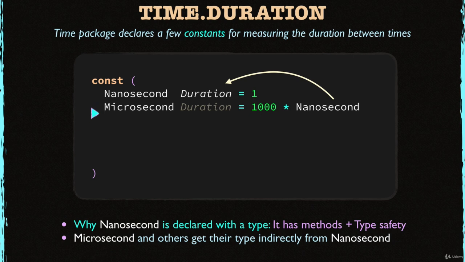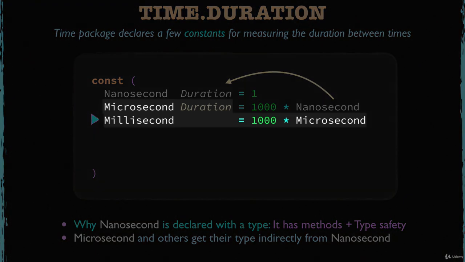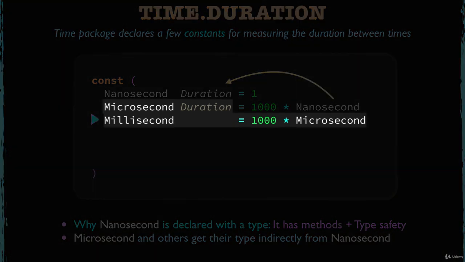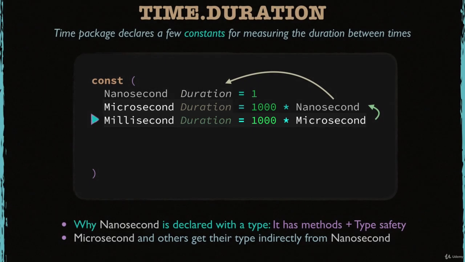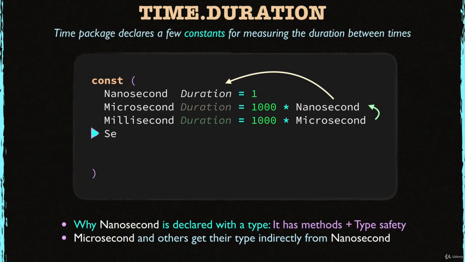Okay, here is the millisecond constant. In the constant expression of millisecond, there is a multiplication with the microsecond. Microsecond is a duration, so in turn, millisecond's type also becomes duration. And here is another constant named second. Its type is duration again. It gets its type from millisecond, which is a duration value.